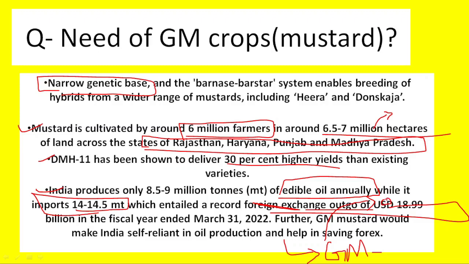Ultimately, GM crops have already become a part of our food chain. So if it is already a part, why not take the advantage? And we have realized till now there is no major harmful effect that could be seen. Okay, these are some of the main points.